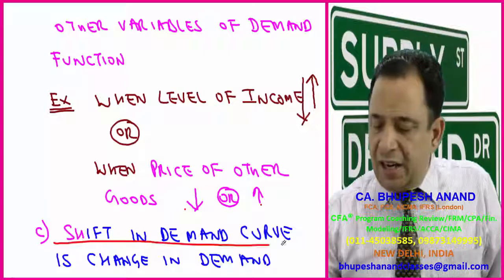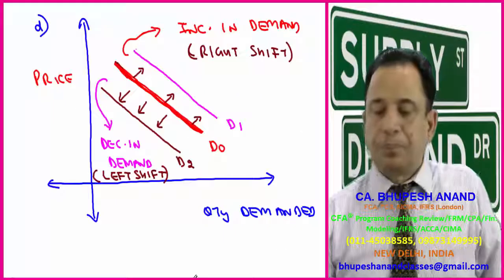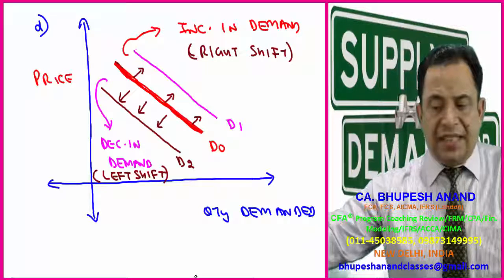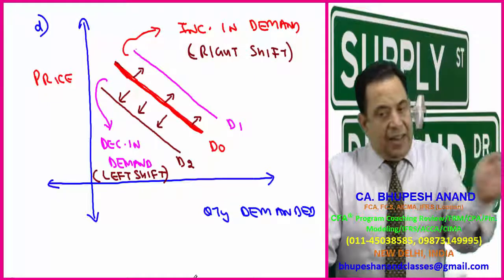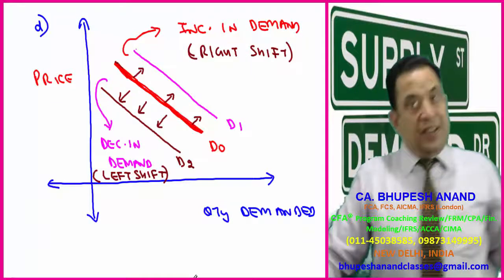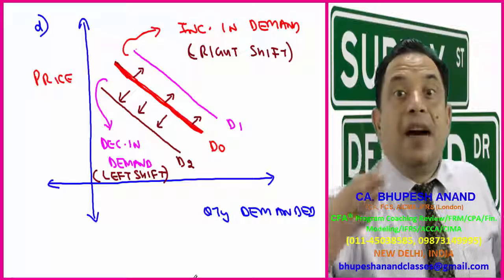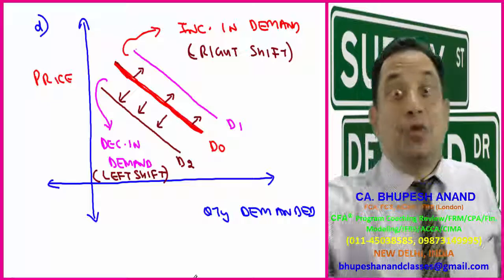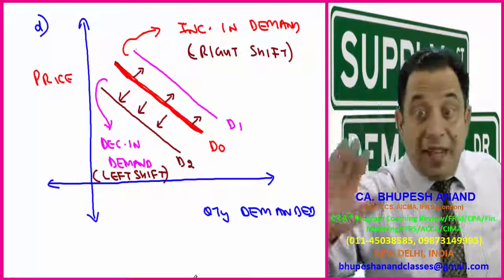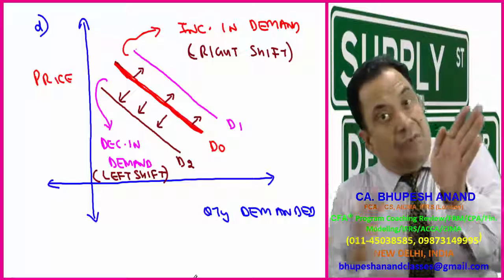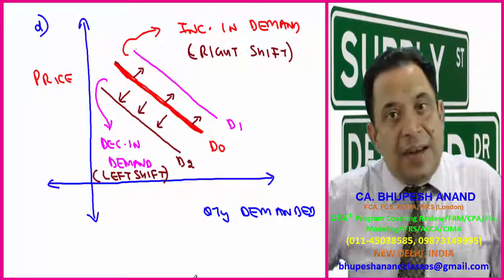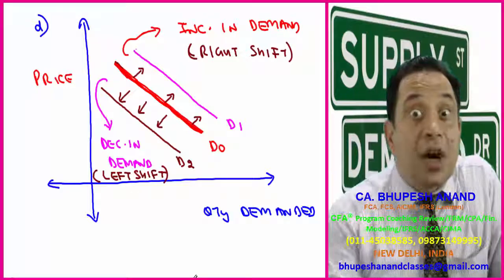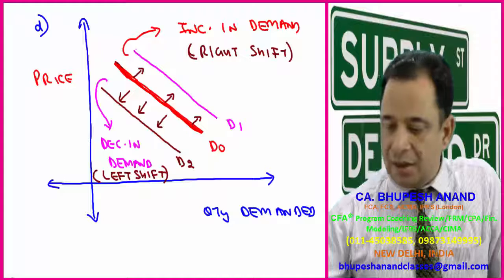Now, a shift in the demand curve is a change in demand. Just see, the right shift I have mentioned as an increase in demand, and the left shift I have mentioned as a decrease in demand. If my demand curve shifts to the right-hand side, it automatically means there is an increase in demand. Please prepare it. And if my demand curve moves to the left-hand side, it means that my demand has decreased. This is the relationship to be taken care of, highly testable in the examination.